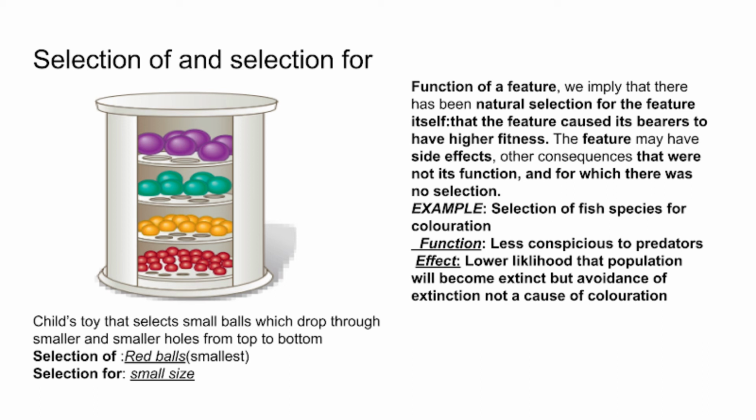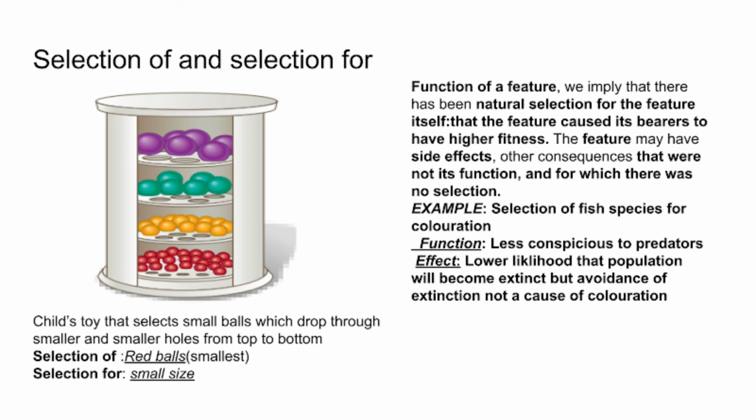This can be explained through a child's toy. This toy has holes in each section, and the hole size reduces from the upper section to the lower section, and in each section there are colorful balls. The upper section has the larger balls and the lower section has the smaller balls, and we have to select the smaller balls. So there will be selection for the small size of the balls, and the selection will be of the red balls. We can apply this to say that natural selection occurs for a feature, and the bearers which have that feature are automatically selected.